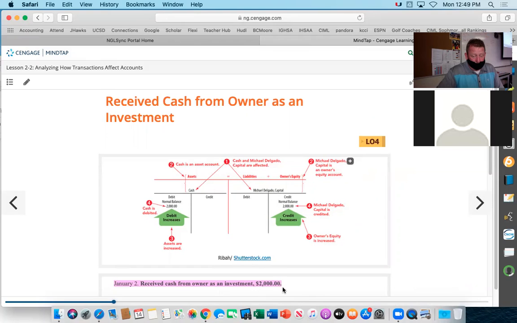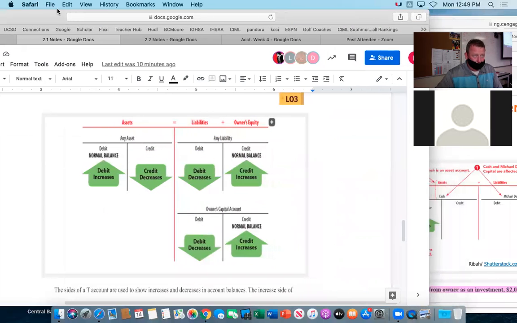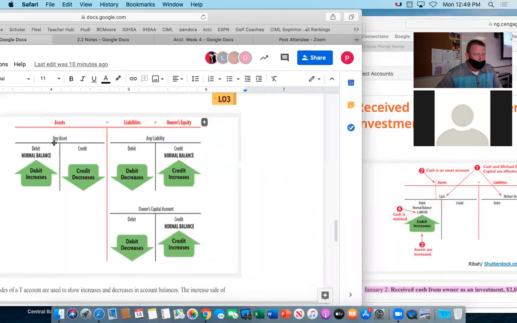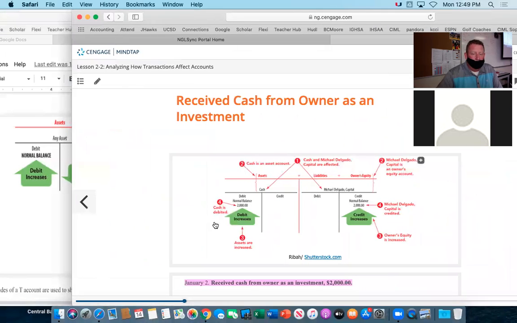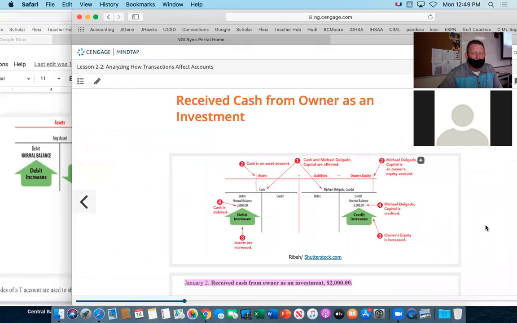So if we receive $2,000 in cash, we need to increase cash. How do you increase cash? If you don't remember, assets, cash is a debit. How do you increase capital? Capital is just like liability here. It's a credit. So we increase this side of the accounting equation for $2,000. We increase capital for $2,000. So the accounting equation still equals.